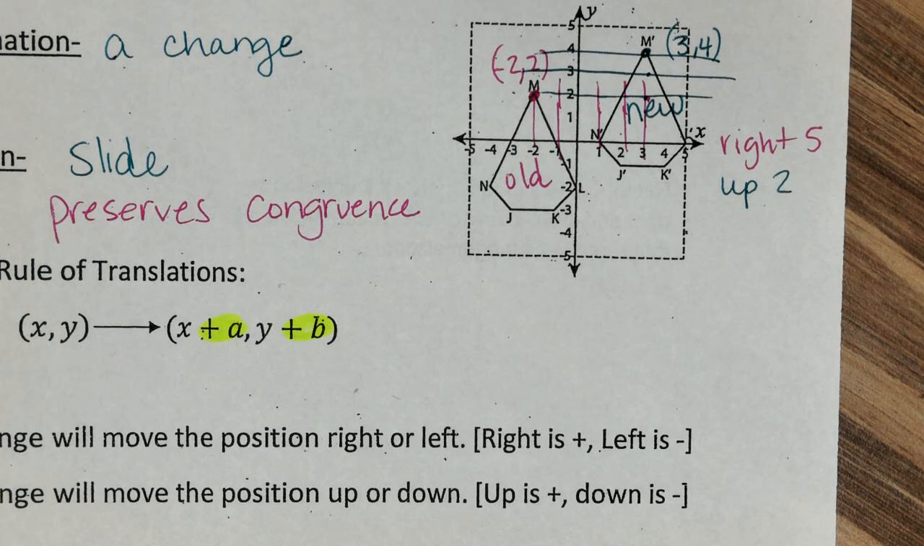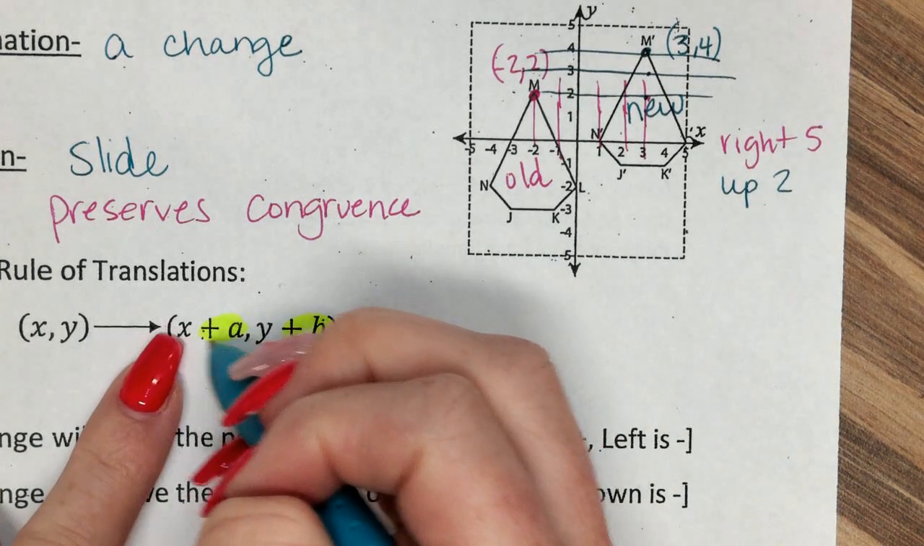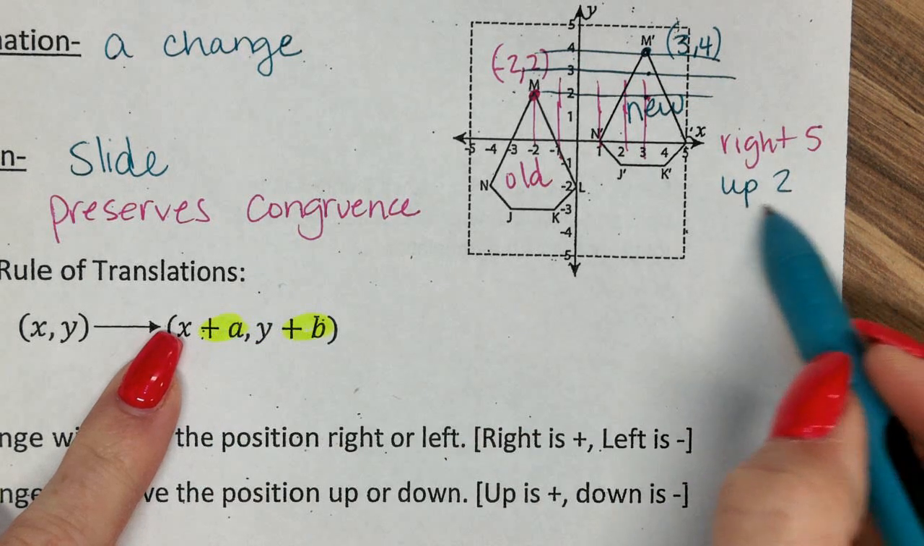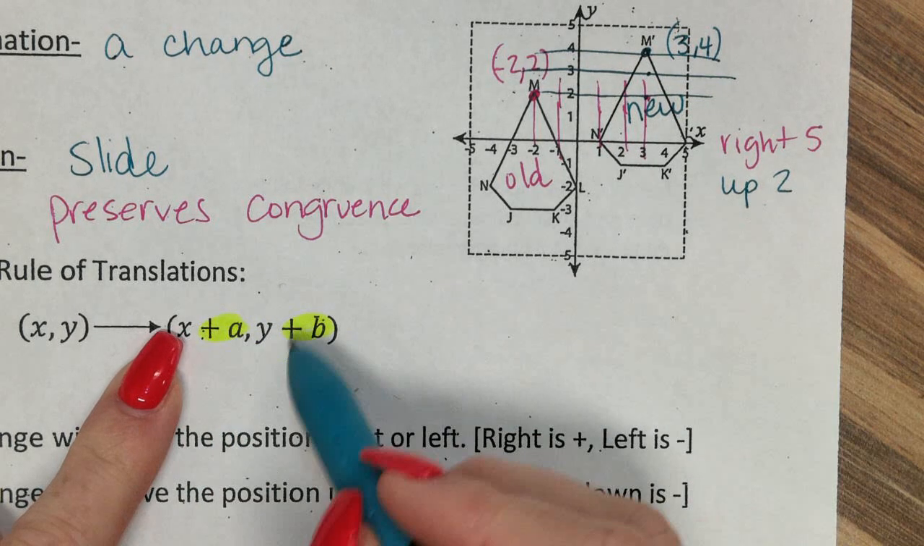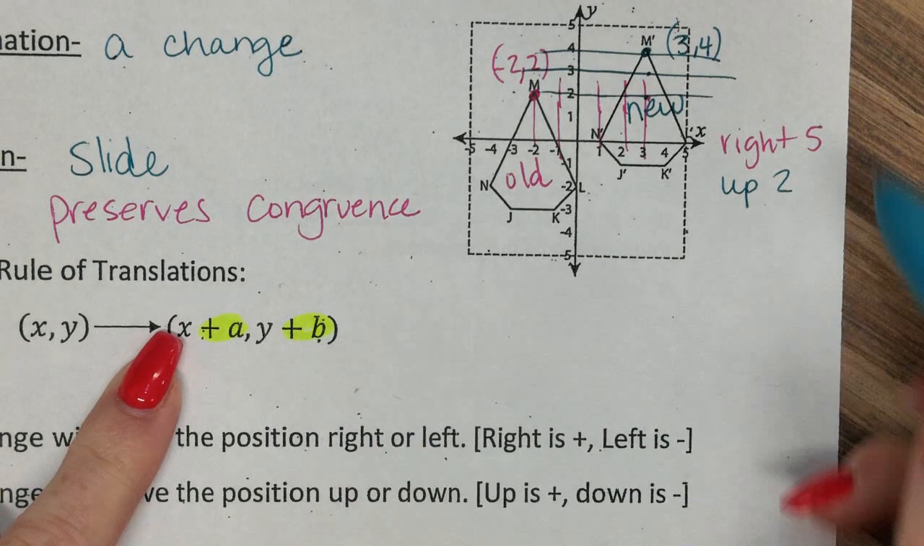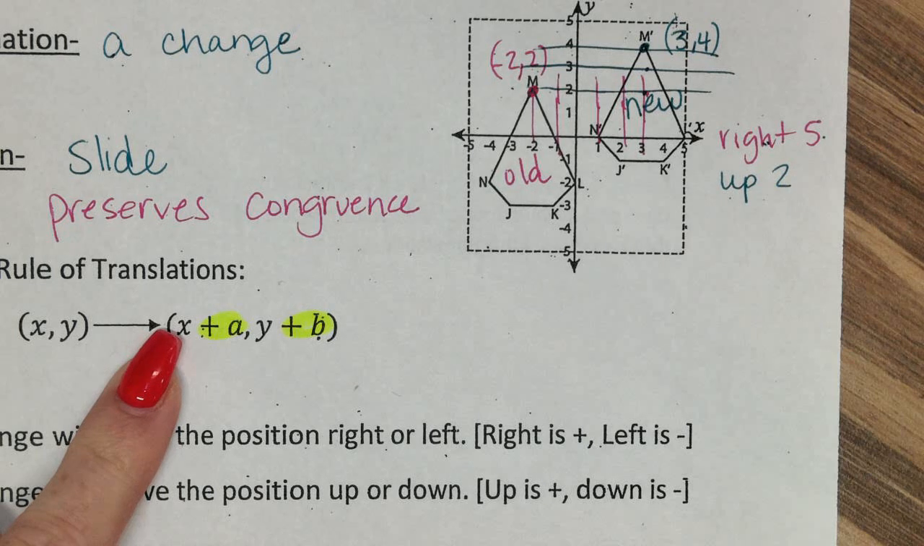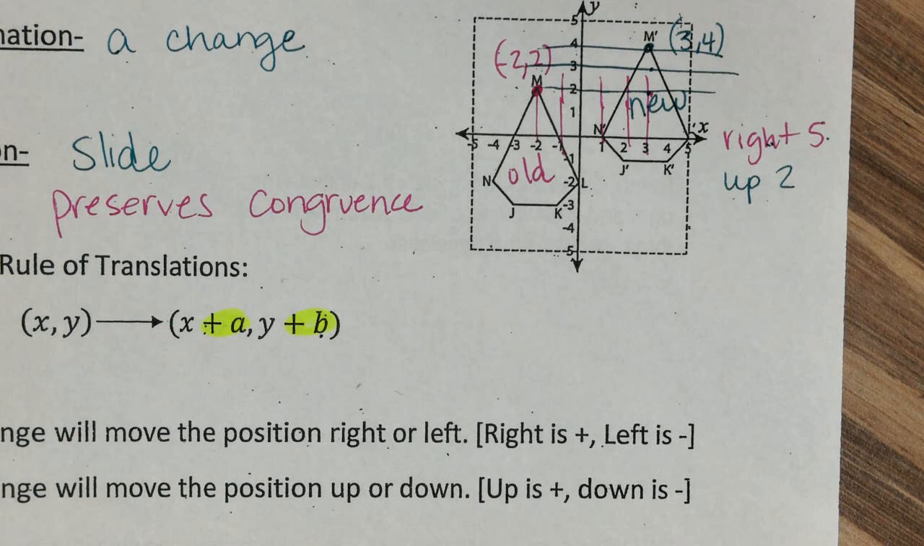The x-axis. So this 5 is going to go right here with the x. Does that make sense? And then which axis goes up and down? Y. So that 2 would go right here. And since right is positive, it would be plus 5, and up is positive, so it would be plus 2. So we're actually going to do some examples, and you will understand it at the end, okay?